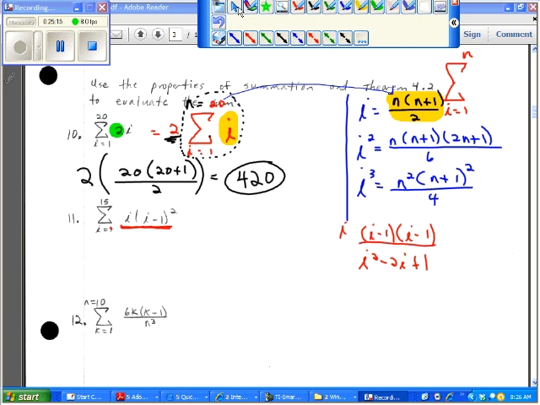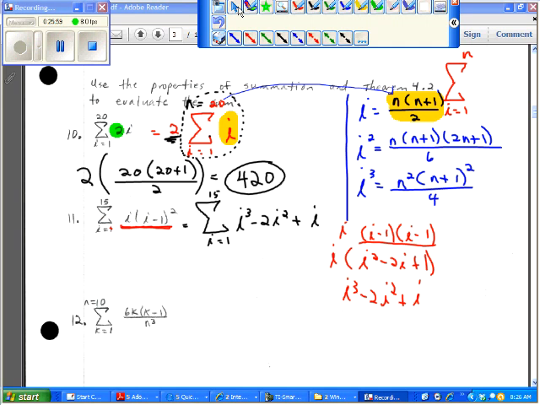And I'm going to have I times that. I just did that part. And so then I have times the I. And so when I distribute it, I'm going to have I cubed minus 2I squared plus I. So when I expand that, I now could write this as the summation as I runs from 1 to 15 of I cubed minus 2I squared plus I.